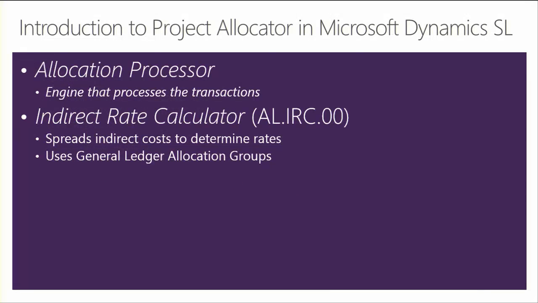The allocation processor is the engine that takes that design that you built in the allocation method and runs it against your projects. So we'll go through ways that you run that and some best practices. And then finally, we'll run the indirect rate calculator so you can see in our system how it's calculating an overhead, a fringe rate, and so on and so forth.